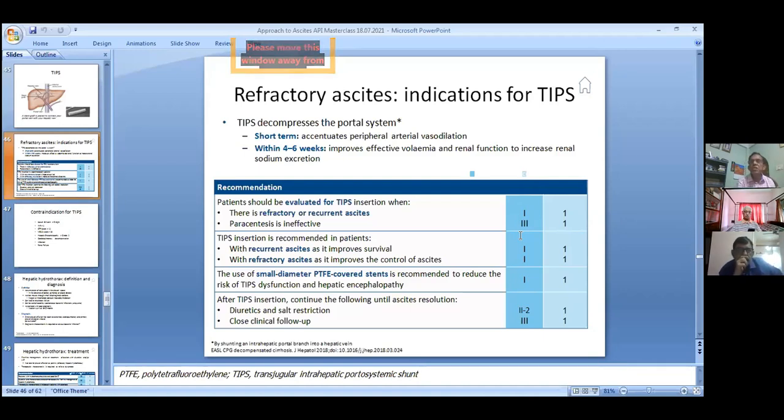TIPS insertion is recommended also with recurrent ascites and with refractory ascites, and usually a small diameter PTFE covered stent is better than the earlier used uncovered stent. After the TIPS insertion, you have to think of this: the ascites resolves, and then the patient may require a small amount of diuretic, and salt restriction should be continued.